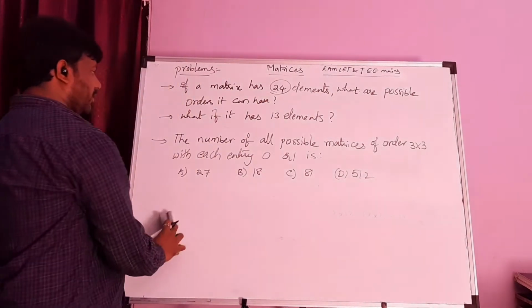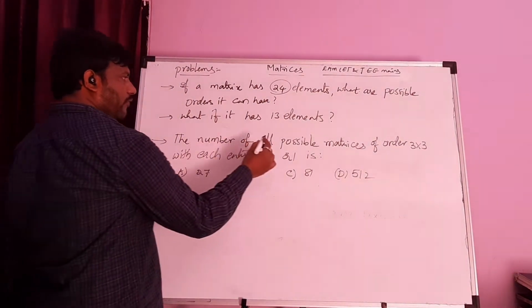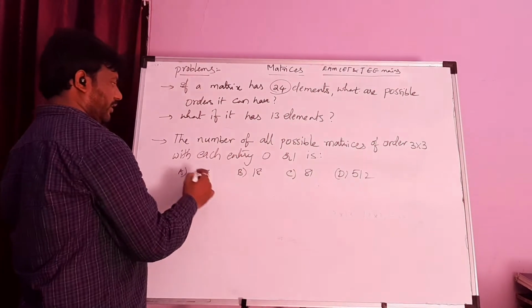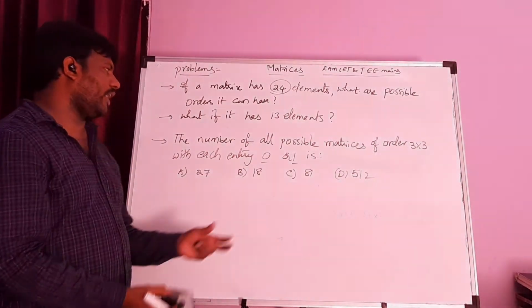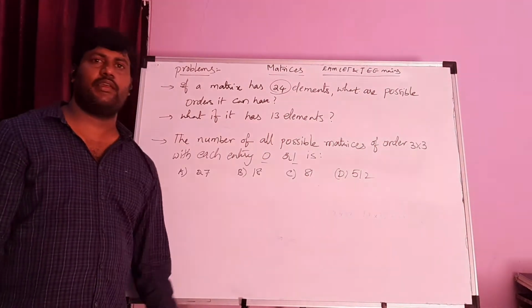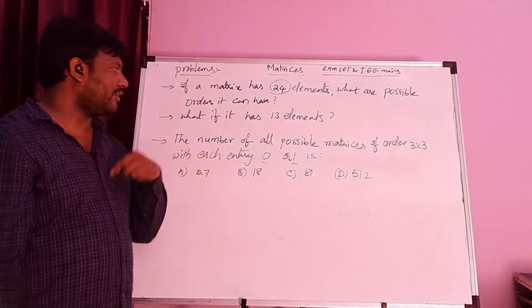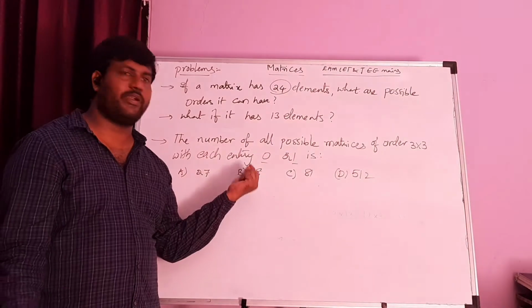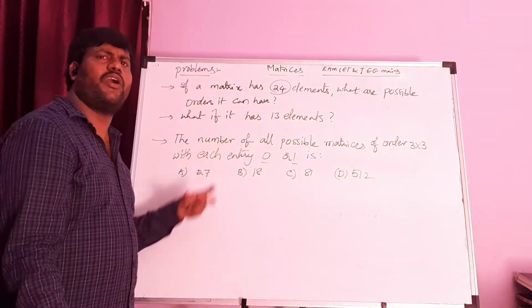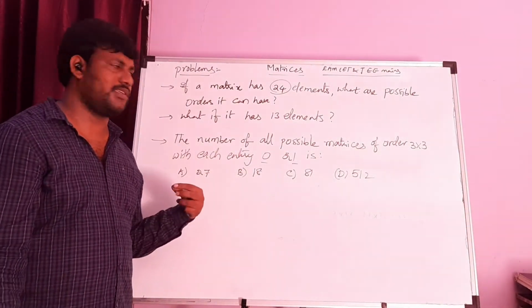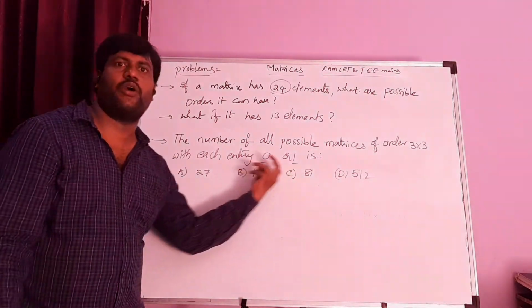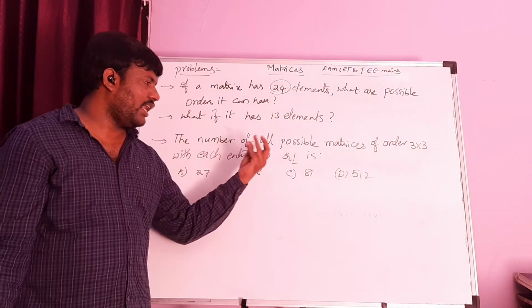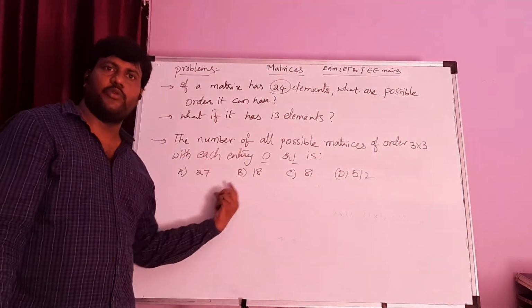Next, a multiple choice question. This is very important. The number of all possible matrices of order 3 by 3 with each entry 0 or 1. So we have a 3 by 3 matrix. You know how many elements we have in 3 by 3: 9 elements. But each of those 9 elements is either 0 or 1. If I take all zeros, that is one kind of matrix. If I take all ones, that is one more kind of matrix. If I take one 0 and the rest ones, that is a third kind of matrix, and so on.